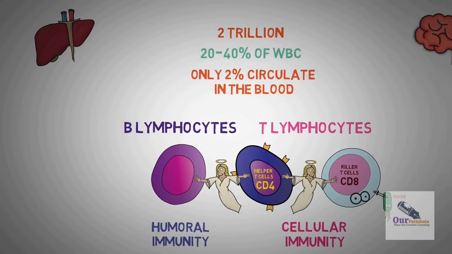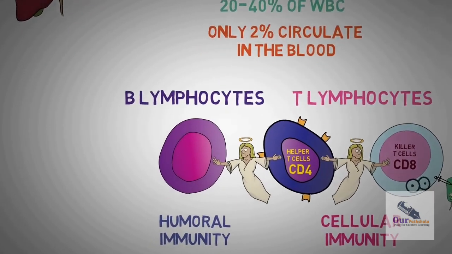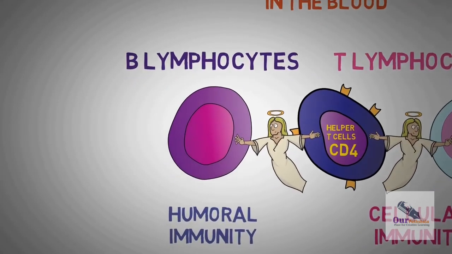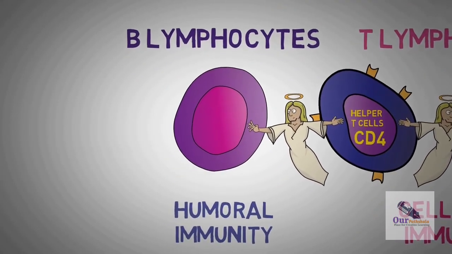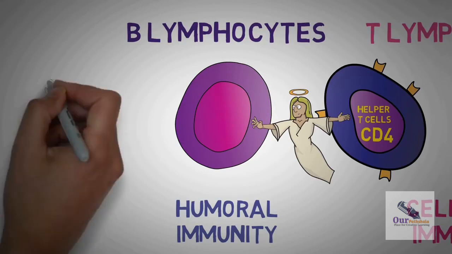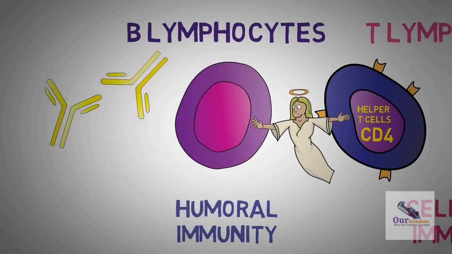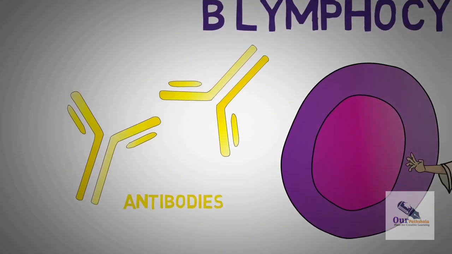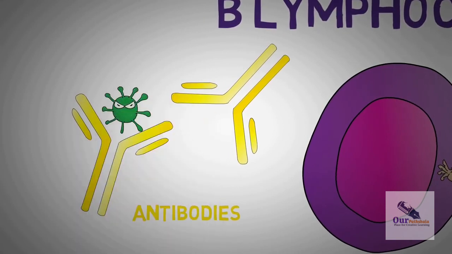The other major type of lymphocyte in our blood are the B lymphocytes, which are responsible for the humoral immunity. The B lymphocytes produce a special type of protein known as the antibody, which looks something like this. As you can see, it is a Y-shaped structure in which the terminal end of the protein is specially designed to recognize and capture antigens that are present on the surface of bacteria and other pathogens.